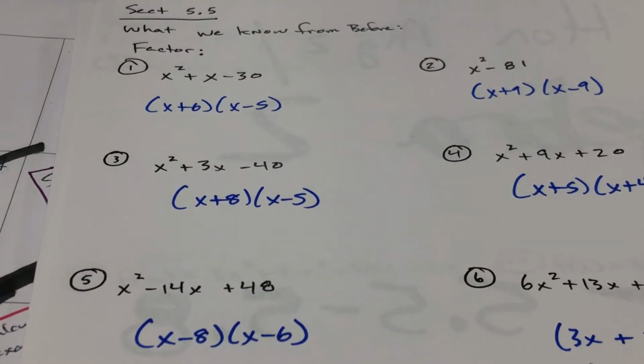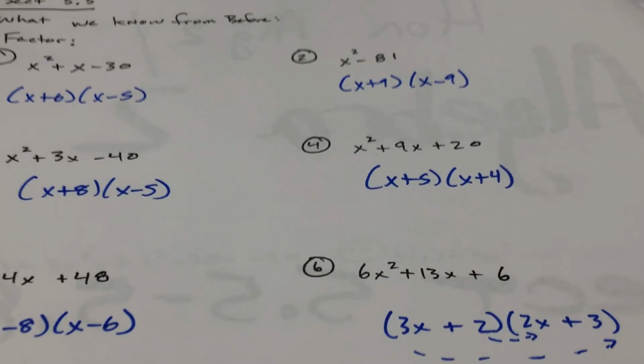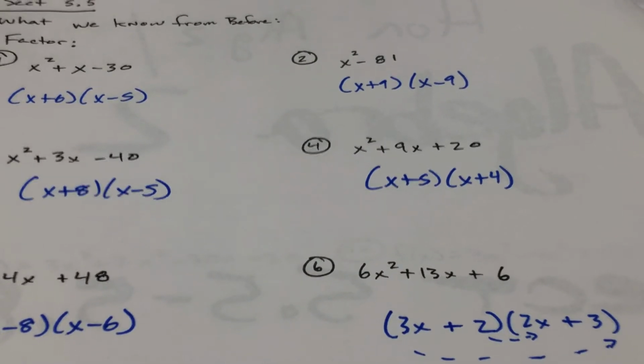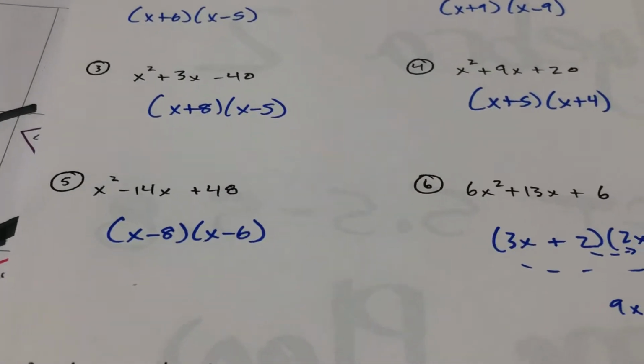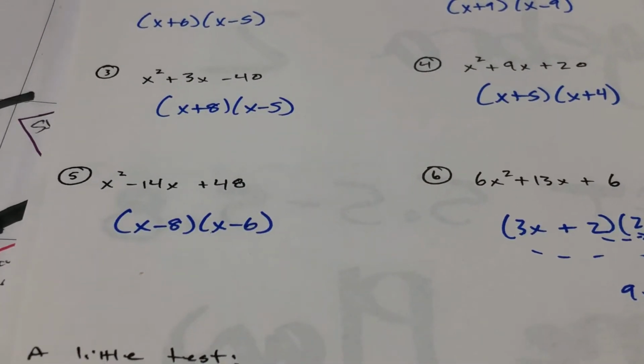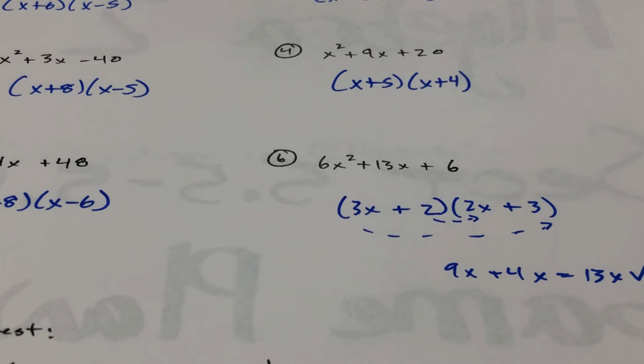What multiplies to 40 and differs by 3? 8 and 5. The middle term's positive, so 8 is positive. Multiplies to 20 and adds to 9: 5 and 4. What multiplies to 48 and adds to negative 14? That is negative 8, negative 6. Ooh, guess and check: 3x plus 2, 2x plus 3. If you FOILed it out, you would get 6x squared plus 13x plus 6.